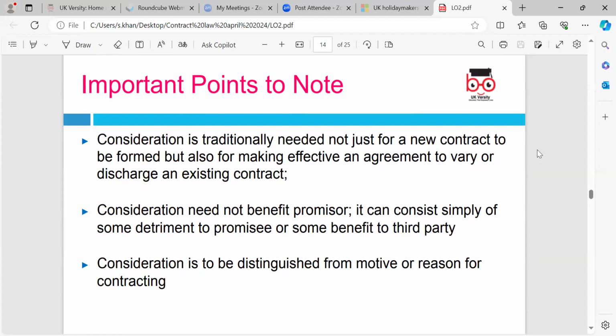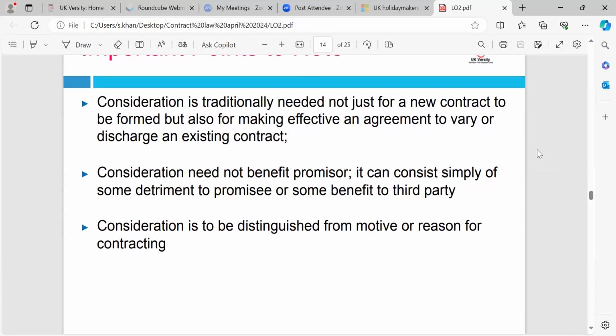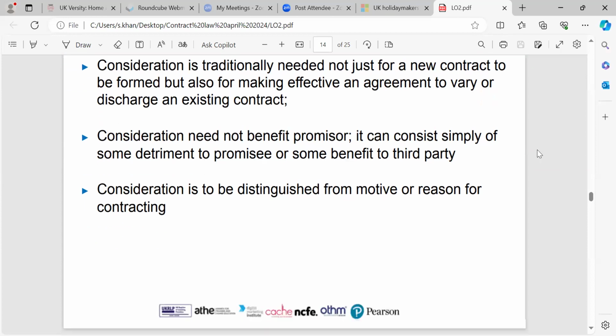Consideration need not benefit the promisor. It can consist simply of some detriment to the promisee or some benefit to a third party. Consideration is to be distinguished from motive or reason for contracting. Consideration is an essential element of the creation of a valid contract. As we mentioned, the consideration must be of some value that can be objectively determined. Consideration is often defined as a benefit or detriment. A person will be found to have provided consideration if they can show that they have conferred a benefit on the other party in return for the party's promise.